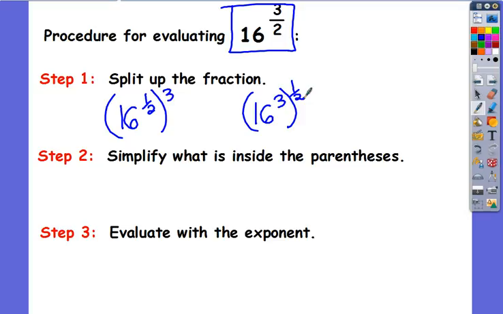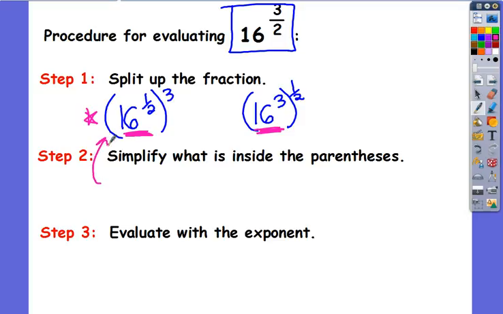Now let me ask you this. If you can't use a calculator, would you prefer to do 16 cubed and then take the square root of that? Or would you prefer to take the square root of 16 and then cube it? I'm hoping you went with this first option. It's better to make the number smaller first and then cube it, rather than make it bigger and try to take the square root. So if I go with this route, step 2, simplify what is inside the parentheses.